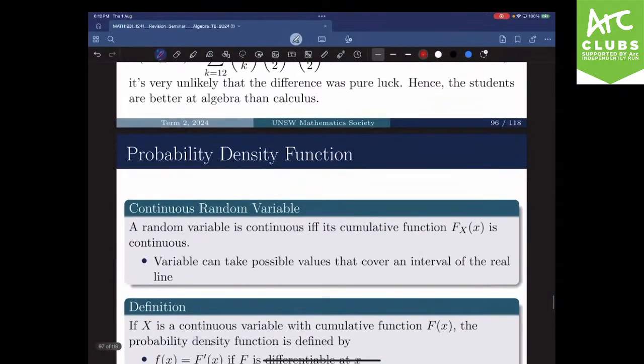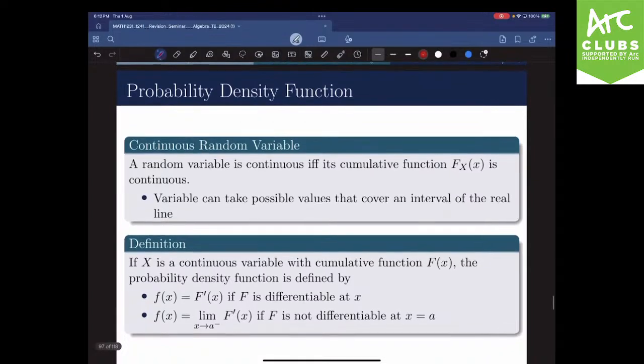Okay, next we have the probability density function. So it's called a density function for continuous random variables, but for the probability part it's called a probability distribution function for discrete random variables, but a density function for continuous random variables. And a random variable is continuous if and only if the cumulative function F_X(x) is continuous, right? So it just means that the variable can take all the possible values that cover this interval of the real line, right? That's essentially the definition of a continuous random variable.